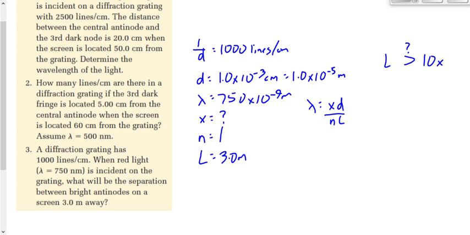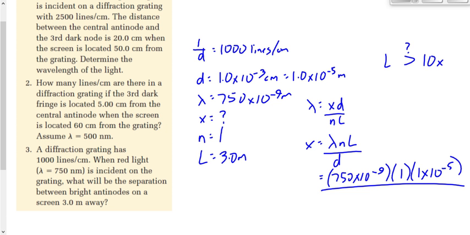I'll tell you what you're going to do here. This question, you have no other option. You have to assume this equation is correct. After we use it, then we'll do our little check. Okay? x is lambda times n times L over d. n is 1, d is 1 times 10 to the minus 5. Over little d, L, this should have been 3, over 1 times 10 to the negative 5.